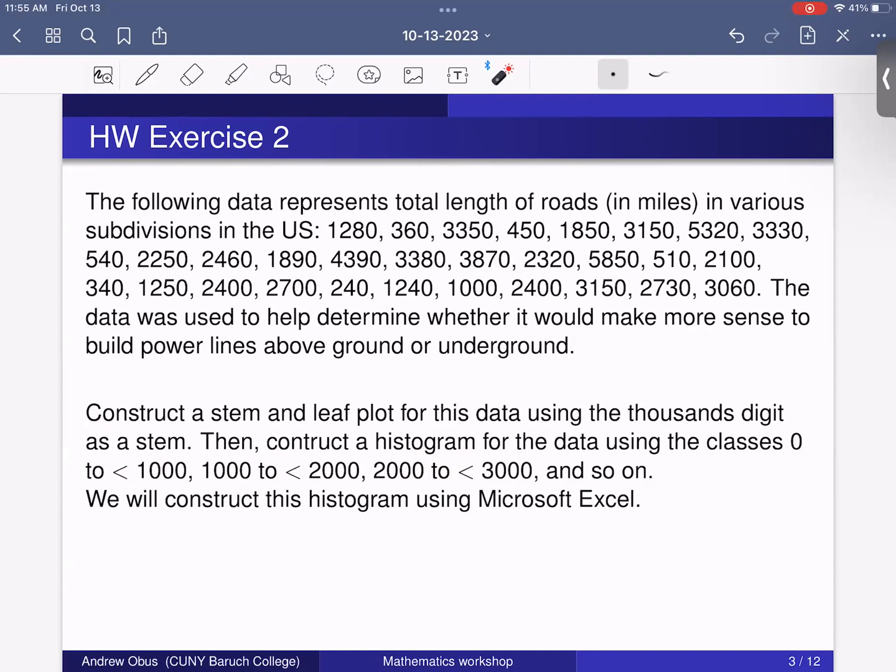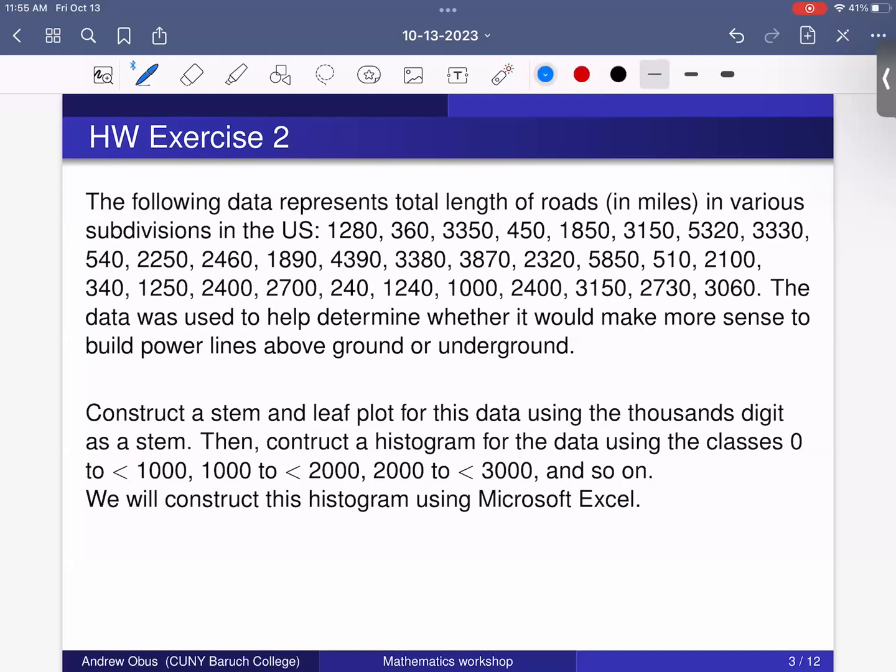Now, after I wrote this problem, I realized there's a little issue using Excel for this, which is that Excel doesn't like classes where you go up to less than a certain number. Excel likes you to put in the maximum number in your class. So instead of 1,000, we'll have to put in 999, and here we'll have to put in 1,999, and so on. But first, let's do the stem and leaf plot.